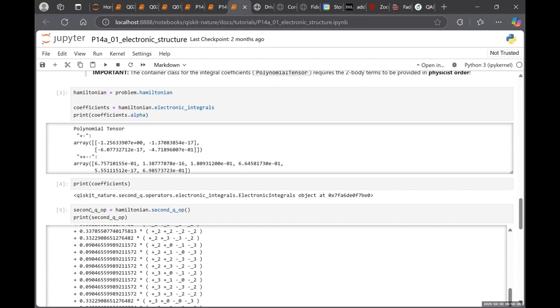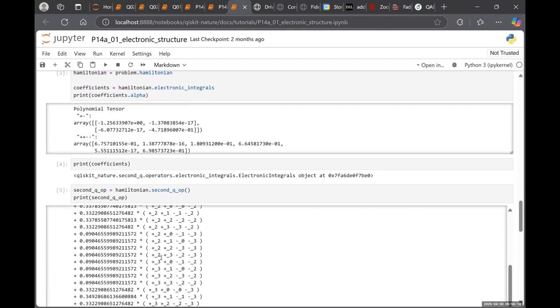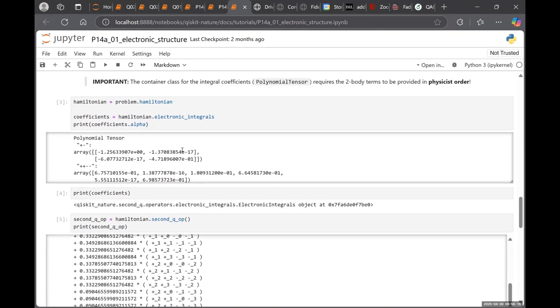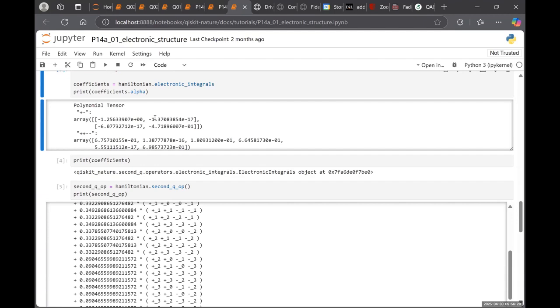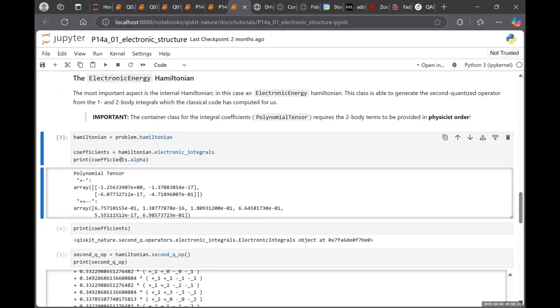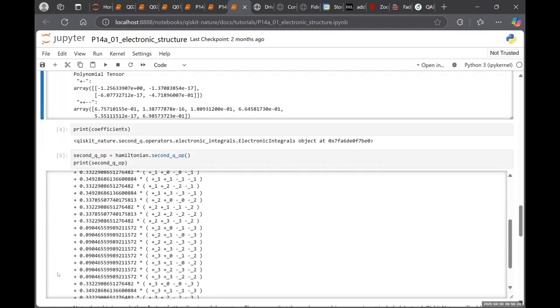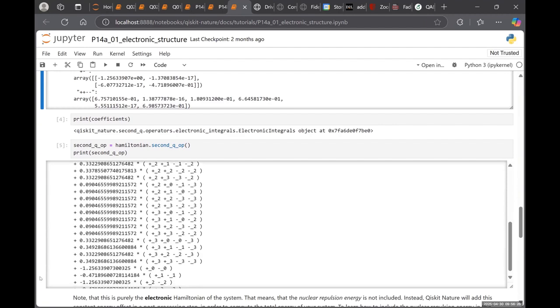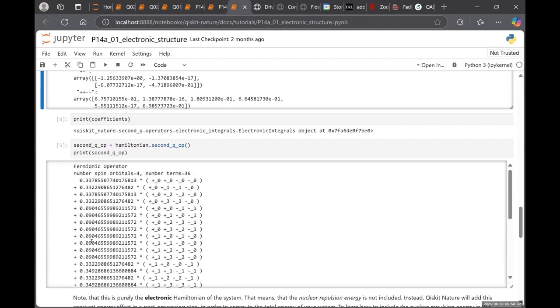turn this electronic problem into an operator, the so-called second quantized. And all the coefficients are built in here inside its coefficients. It's interesting why all the coefficients look like real numbers.